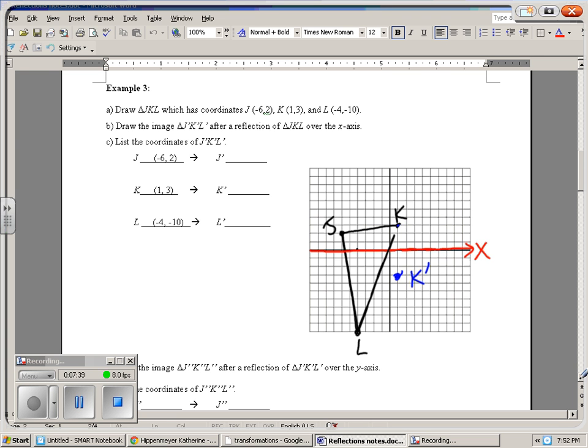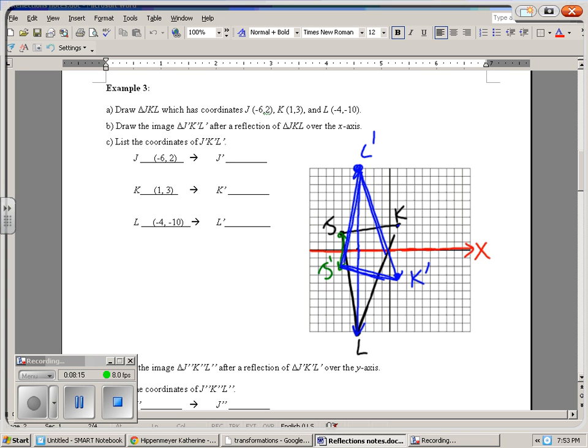And then J, you'll see, is 2 above the x-axis. So I'm going to go 2 below to make J prime. So 2 above was J, 2 below is J prime. And L is 10 below, so I'm going to go upwards 10 to make L prime. And then I'll go ahead and connect L prime to K prime, and then L prime to J prime, and then J prime to K prime.